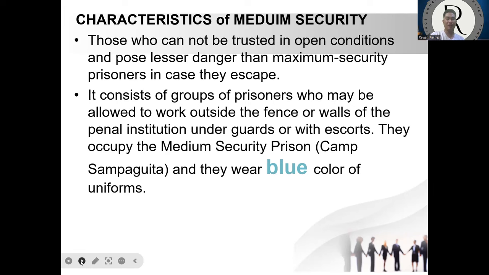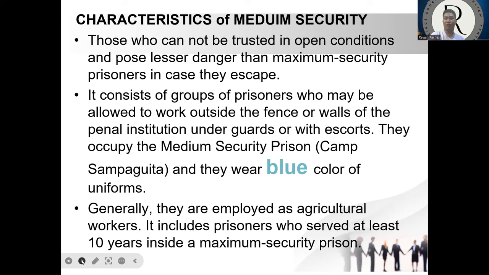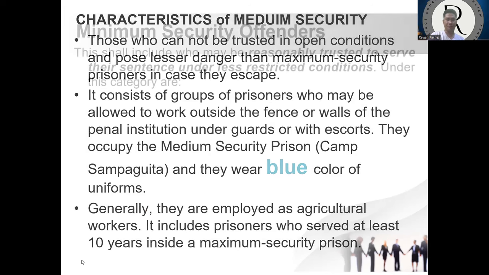Pagdating naman ngayon sa medium prisoners. Okay, so yan, medium prisoners. Again, matatagpuan natin sila class sa Camp Sampaguita in the New Bilibid Prison or the NBP. So generally, they are employed as agricultural workers. It includes prisoners who served at least 10 years inside a maximum security prison. So meaning, binaba na siya doon. Medyo trusted na siya konti. Okay, so that's why nandiyan na siya sa medium security prisoner.